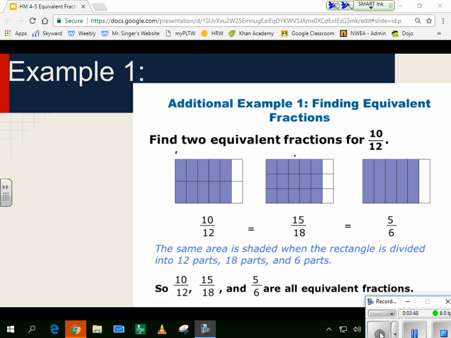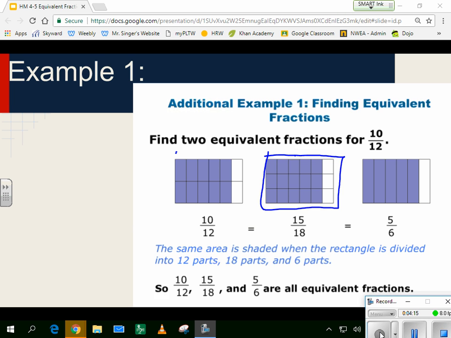So how many pieces need to be taken to make one whole rectangle here? That'd be 18. That's why 18 is on the bottom. That's how many pieces you need to make a whole. But shaded blue or purple, we only have 15. However, that is the same as 10/12, it just looks different. 5/6 is the final one. You can see we have 6 pieces and 5 are shaded.